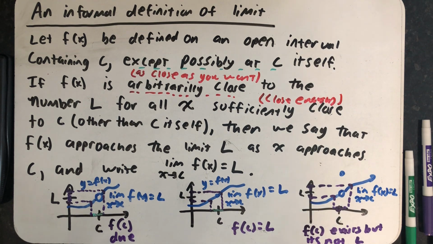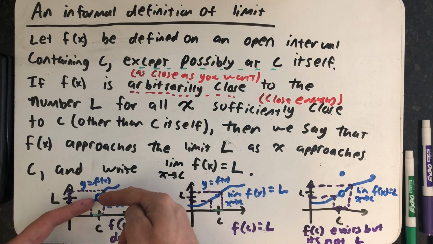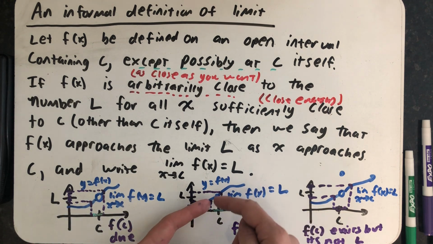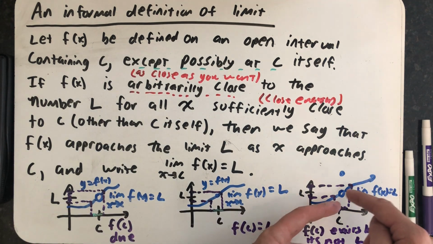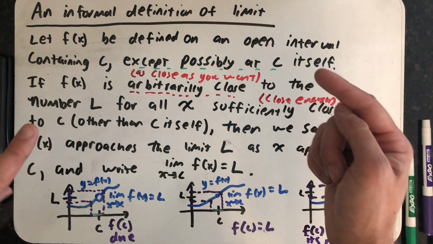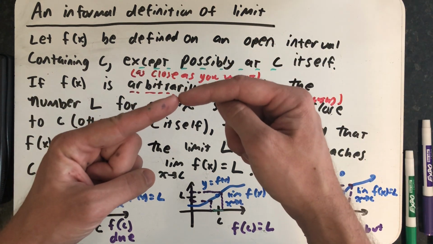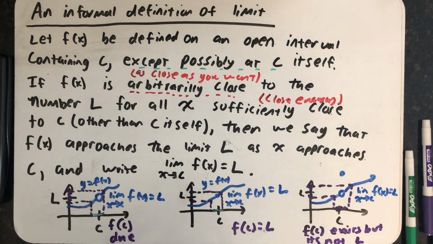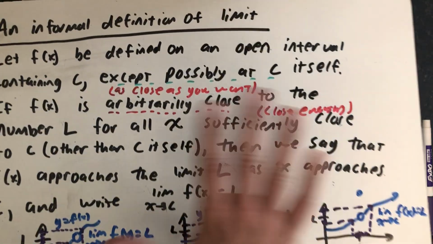And we ended up with these three pictures, where when the x values get close to c, the y values all got closer and closer to a number L. And I like to think of that in that kind of silly way, as from the left and the right, we're getting closer to one spot. So I want to show you some examples where a limit fails to exist, where this definition doesn't apply.